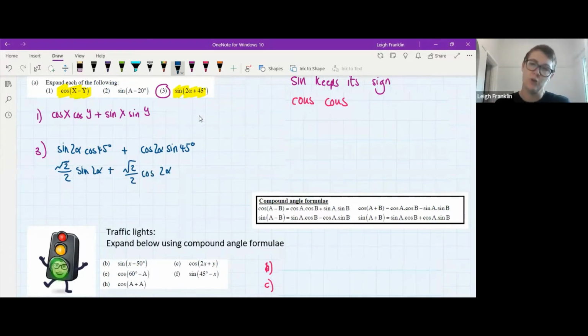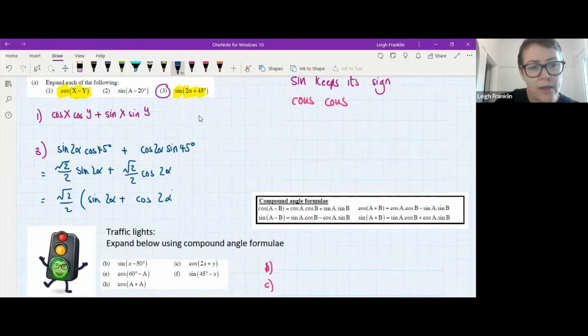Those are not like terms, so I cannot add them together. If I wanted to, I could leave it here. If I wanted to, I could take it one step further and factorize out the root 2 over 2. But if I don't do that, I'm not going to be penalized. So I could stop there. But if I can use my special angles, then I am expected to do so.